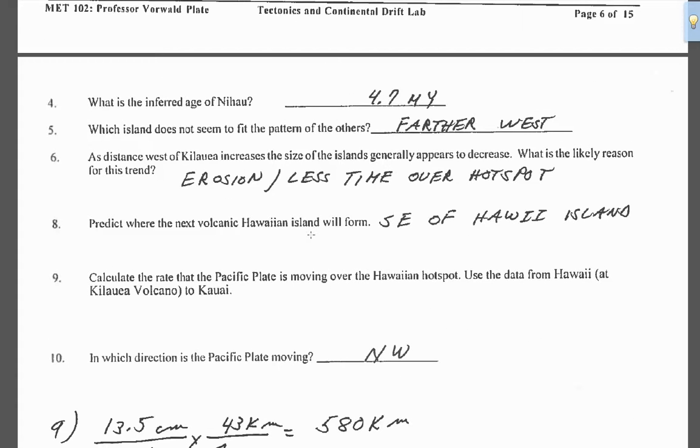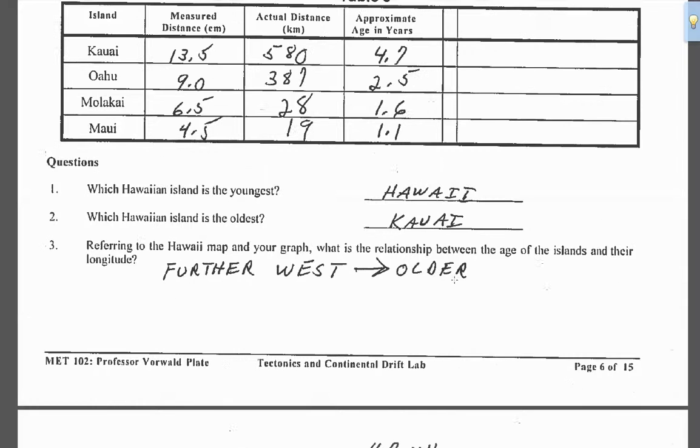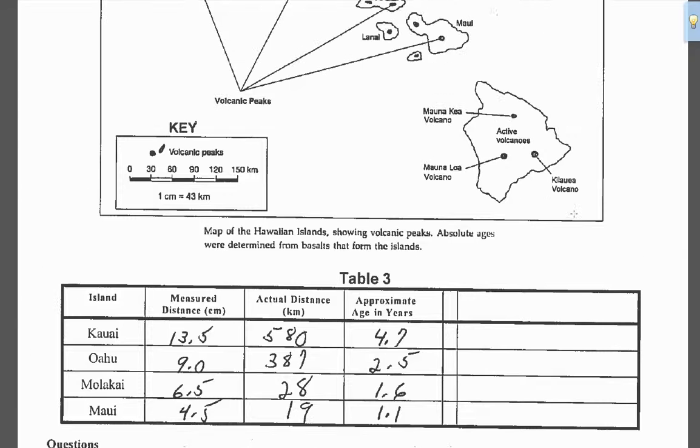We'll predict now where the next volcanic island will form. Well, if we look at the map, it's going to be somewhere down here. As the plate moves from the southeast to the northwest, the next one's going to form really right over the hot spot. But the plate's moving from a southeast to a northwest direction.